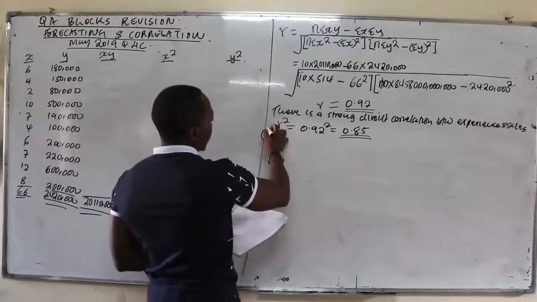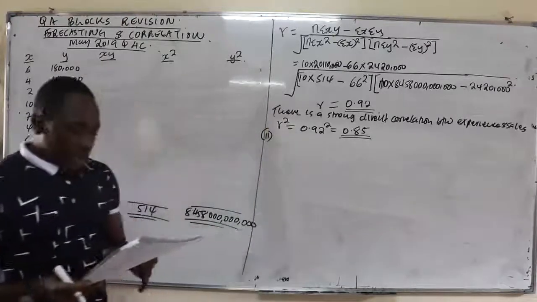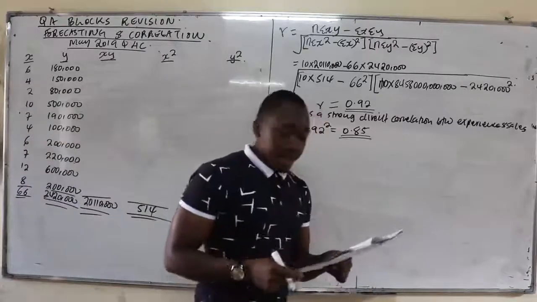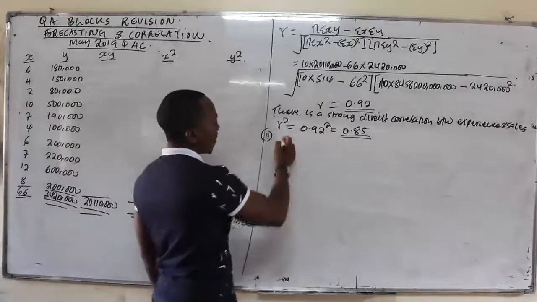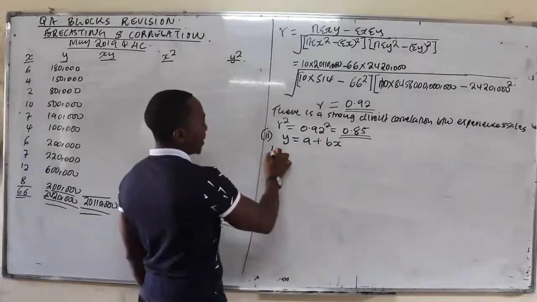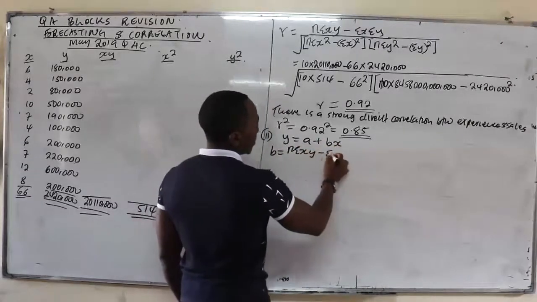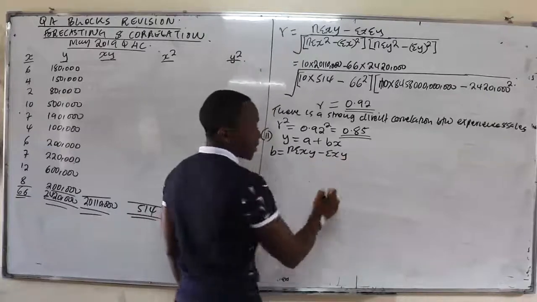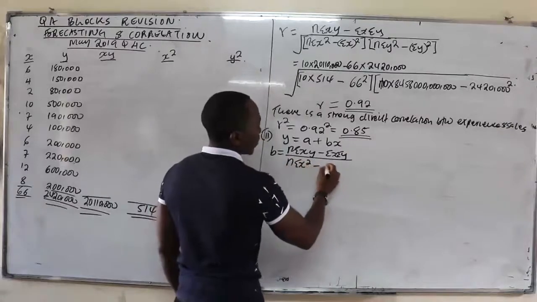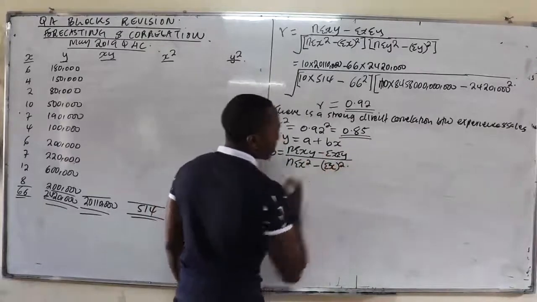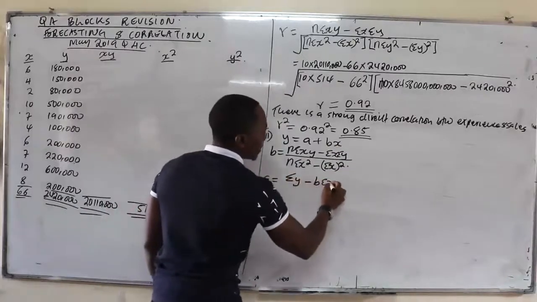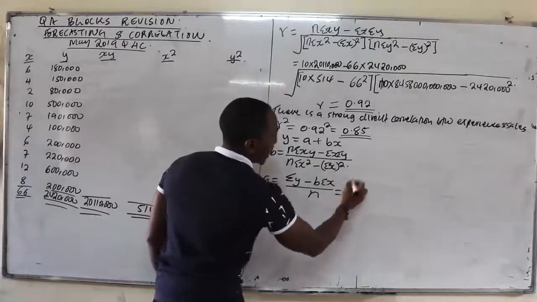Let's answer part 2 of the question. You're told that using the ordinary least square method, predict the mean monthly sales. Under least square, y equals a plus bx, where b is n summation of xy minus summation of x times summation of y, divided by n summation of x squared minus summation of x in bracket squared. And to get a, it is summation of y minus b summation of x, divided by n.